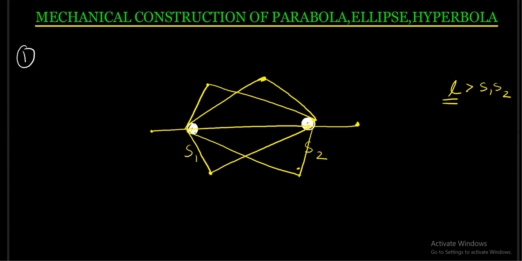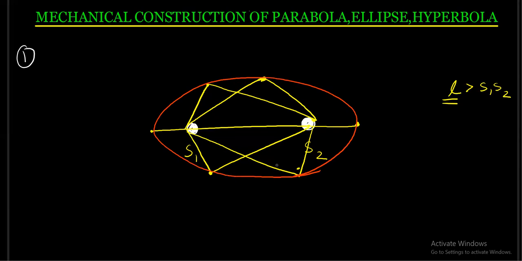That means if I move the pencil by keeping the tip against this thread, or you can say the string, and keep it in the taut position, if you move the pencil, then definitely the pencil is going to construct an ellipse. You will be getting an ellipse in this situation.